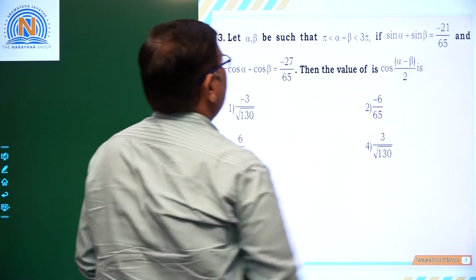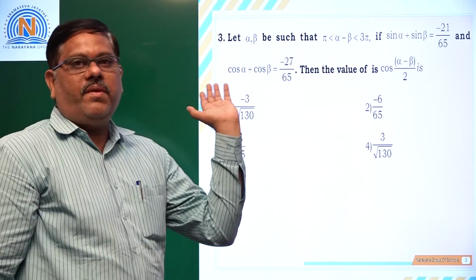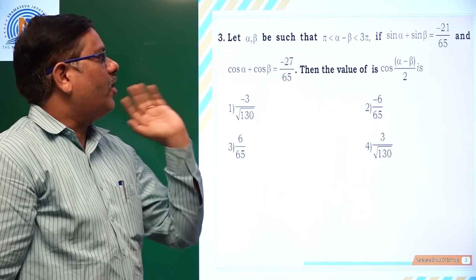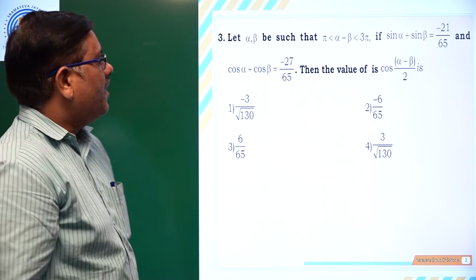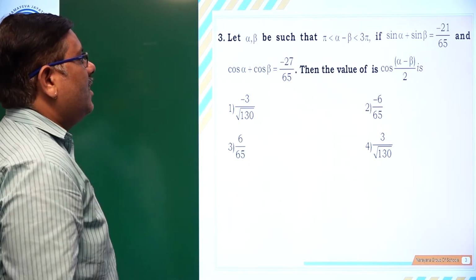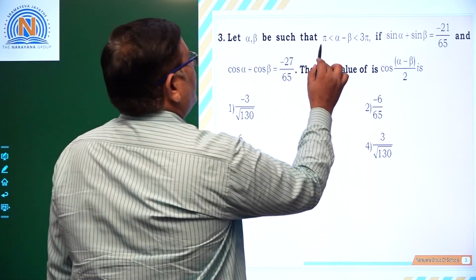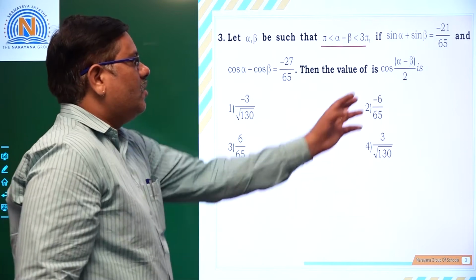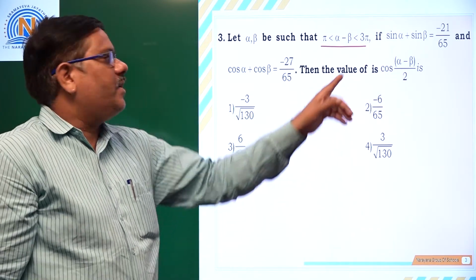Let us see the next question. If alpha minus beta lies between pi and 3 pi, that is 180 and 540 degrees, sin alpha plus sin beta is minus 21 upon 65 and cos alpha plus cos beta is minus 27 upon 65, then the value of cos((alpha minus beta) by 2)? Anyway, this result we will see in the end. First, to decide the sign of cos((alpha minus beta) by 2), whether it is plus or minus, we decide.